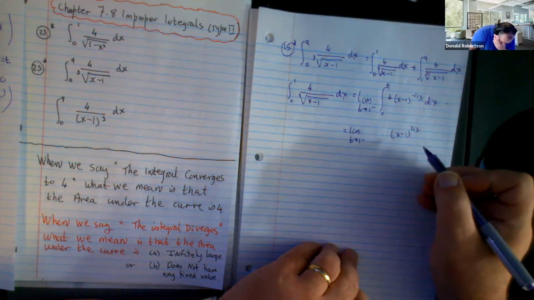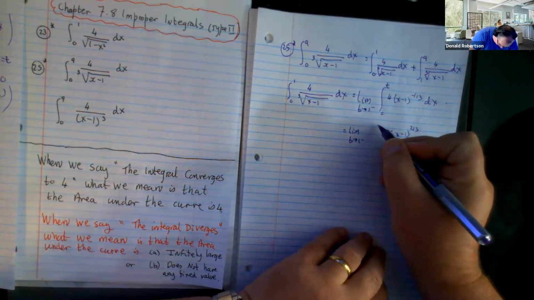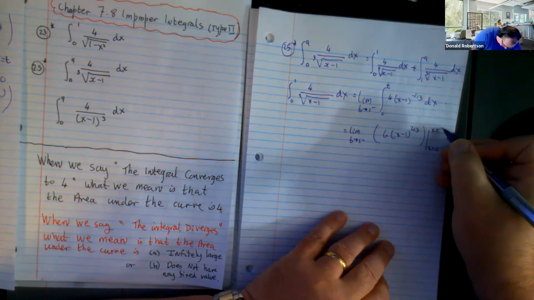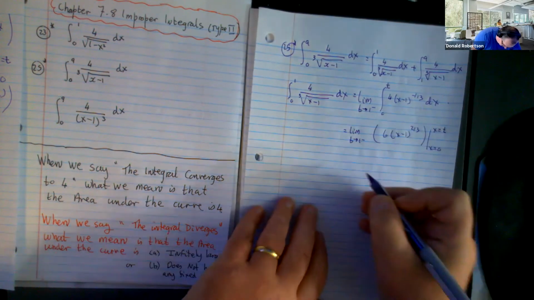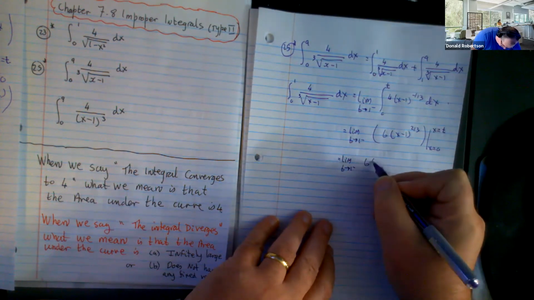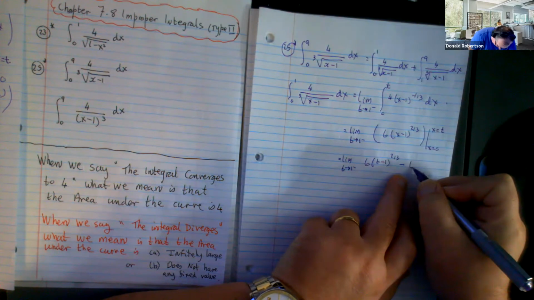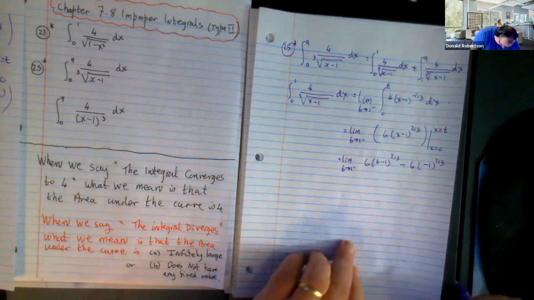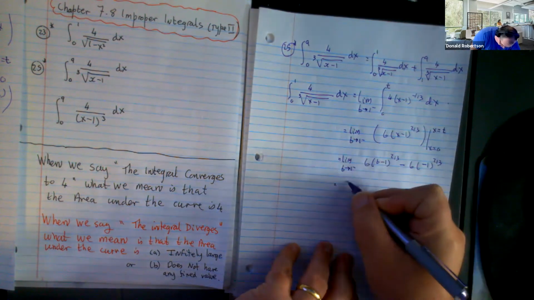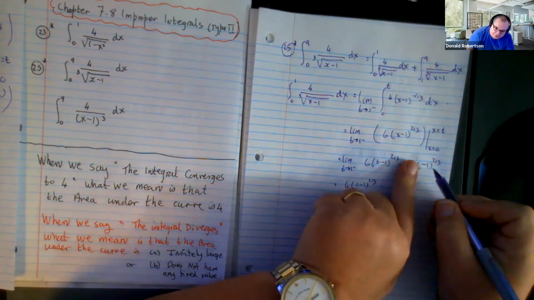And if you multiply by 3/2, 2, you get 6. And then you evaluate it at 0, and you evaluate it at t. So this now becomes the limit as t tends to 1 minus of 6 times (t take away 1) to 2/3, minus 6 times (negative 1) to 2/3. And I'm going to be essentially doing brute force. So 6 times 1 take away 1 to the power of 2/3, right, negative 1 to the power of 2/3.